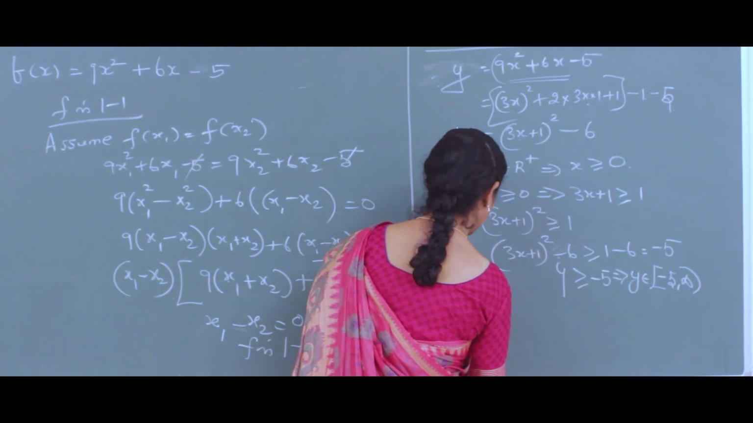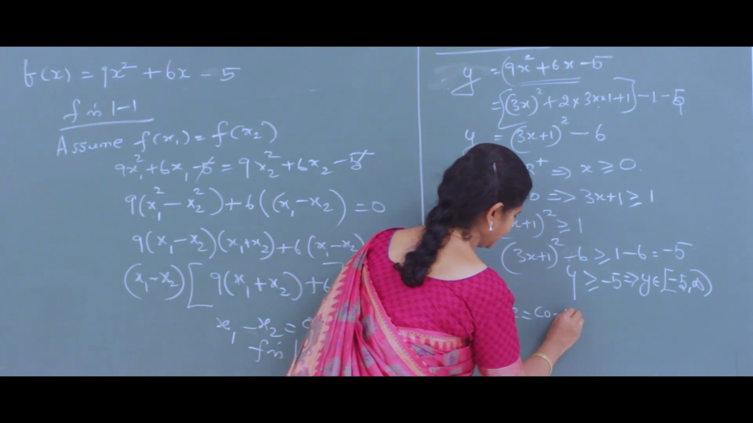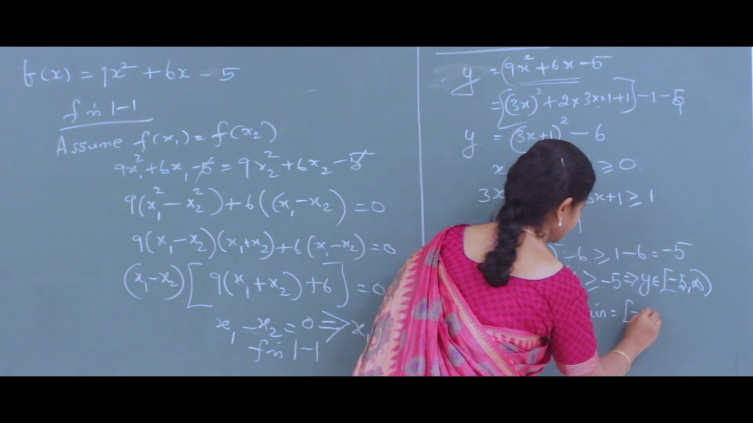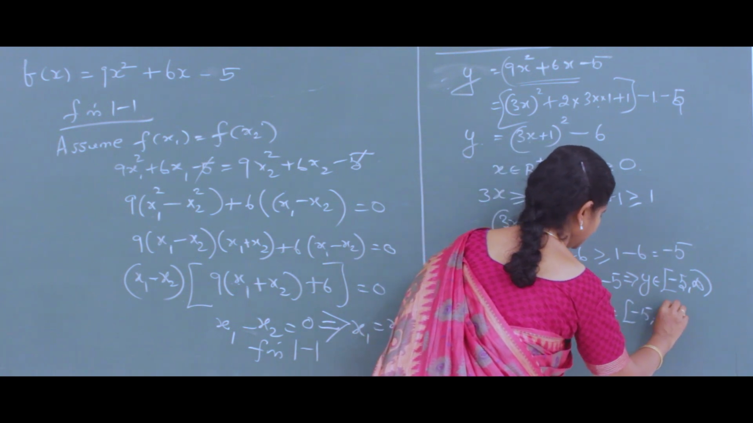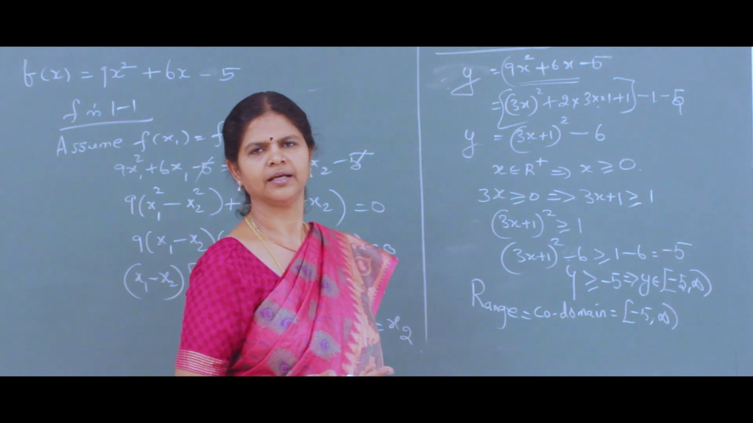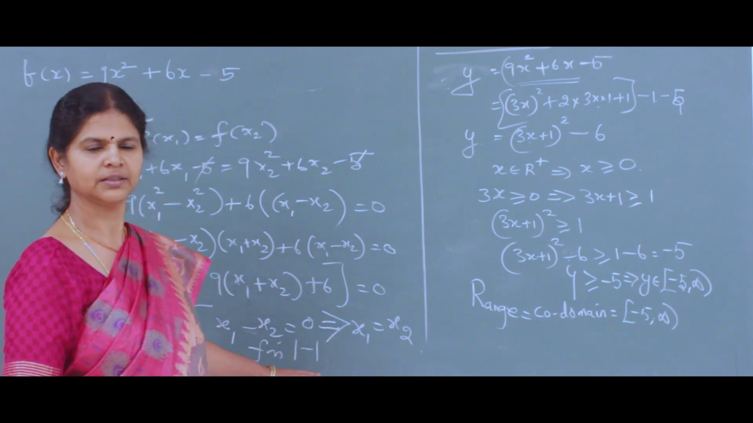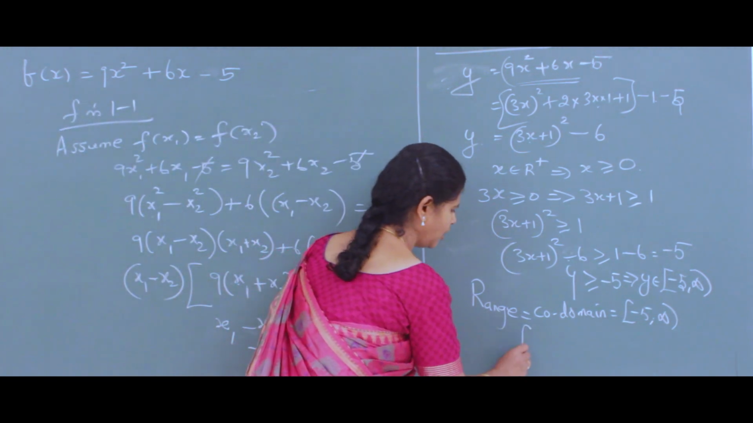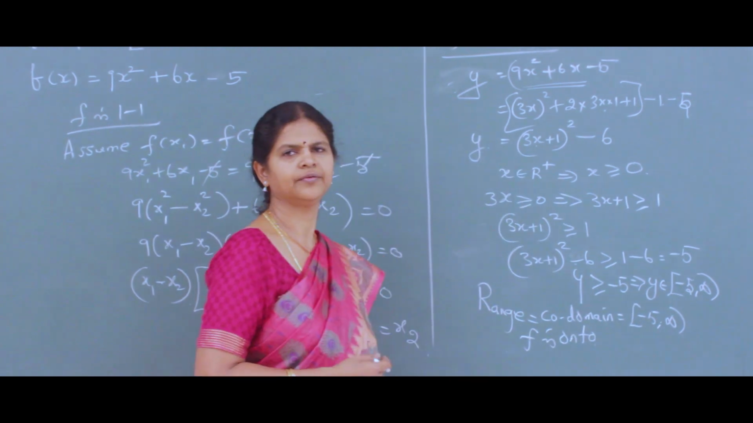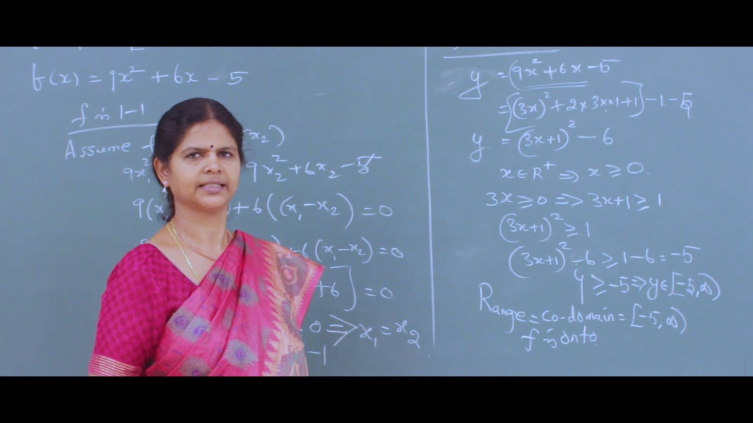So range equals codomain, which is [-5, infinity). Since range equals codomain, the function f is onto. So in this problem, f is 1 to 1, and f is onto. So f is a bijective map. Now since f is bijective, the inverse exists.